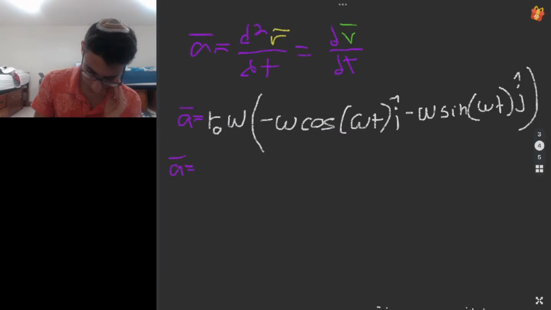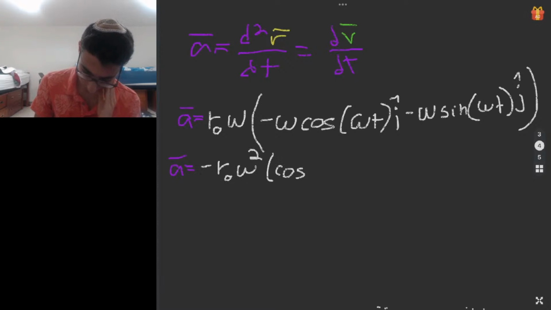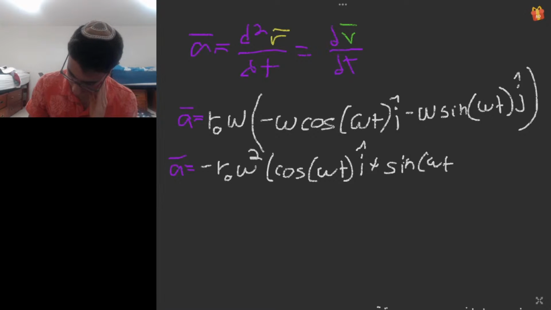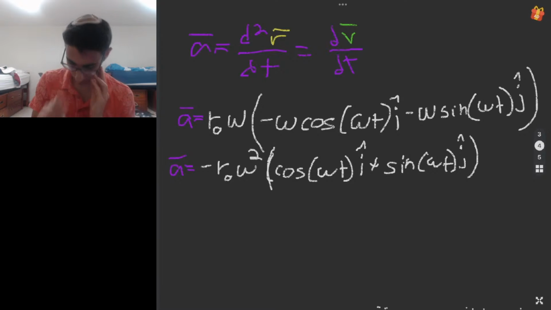acceleration equals negative, because we're bringing out a negative omega, negative r naught omega squared times, no, not omega, we brought out the omega, times cosine of omega t with I hat, plus sine omega t with j hat. Okay, yep, that makes sense. So all we did was bring out a negative omega.